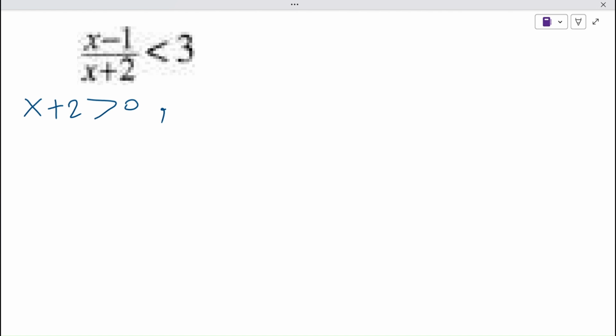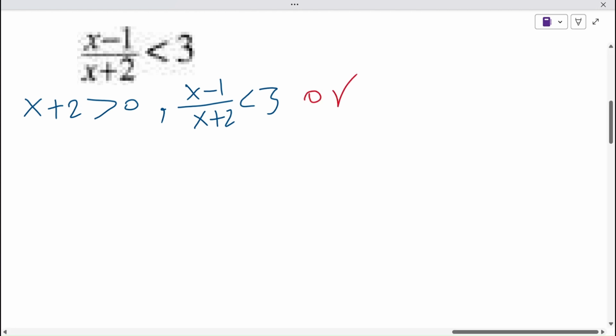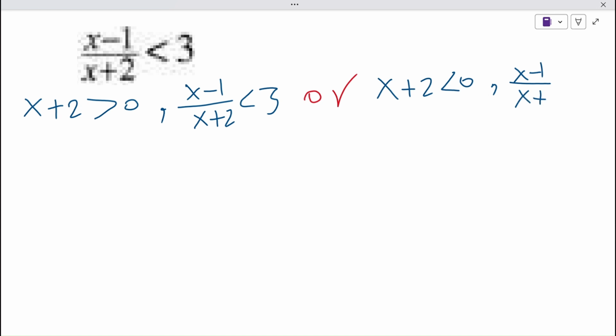x plus 2 less than 3. And then, or, denominator with the less than, x plus 2 less than 0, comma, x minus 1 over x plus 2 with the opposite sign. Here we have less than, we have to make it greater than 3. So let's solve it. Here we have x is greater than minus 2.